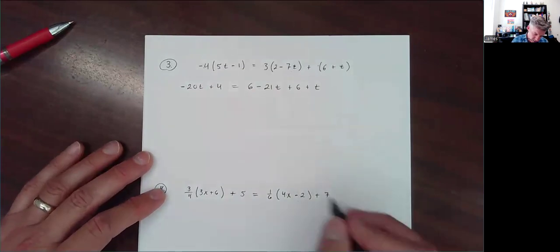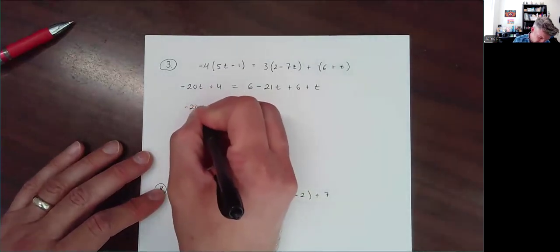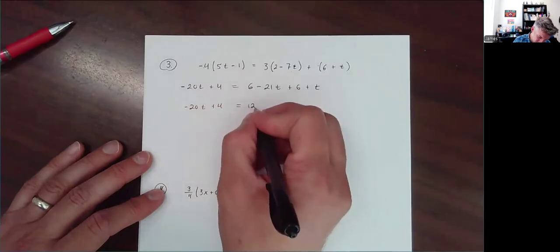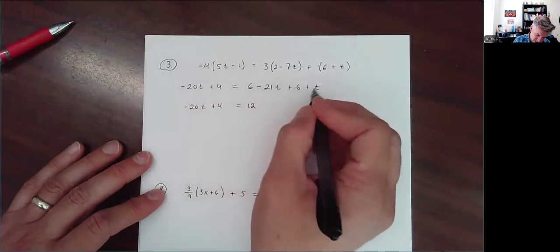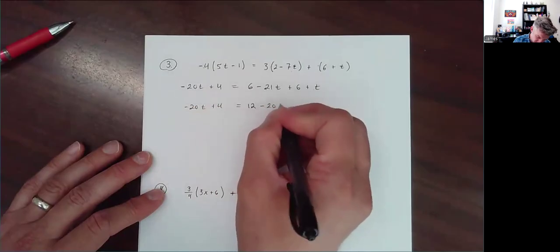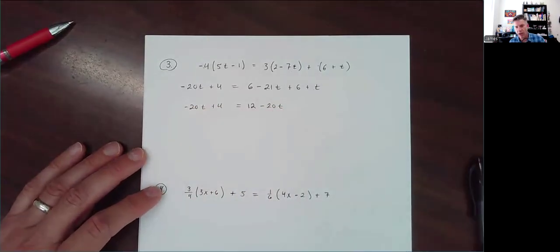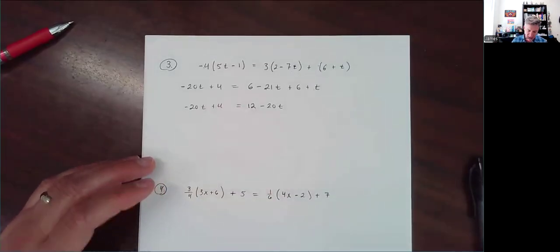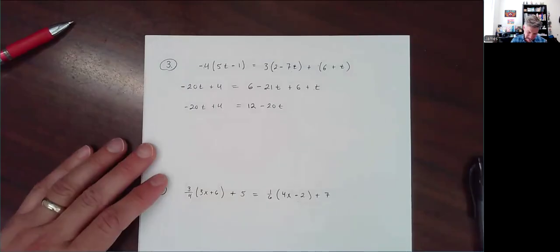So let's see here. I have -20t plus 4 equal to 6 plus 6 is 12. And -21t plus t is -20t. And then I noticed something. I have the same amount of t on each side. So if I add 20t to both sides, they're both going to kind of cancel out.